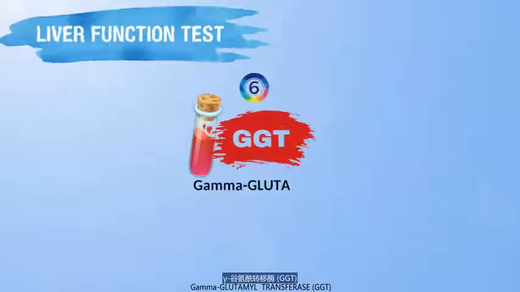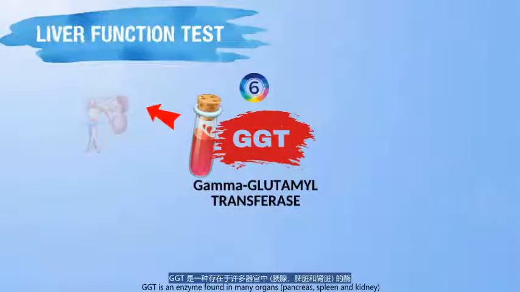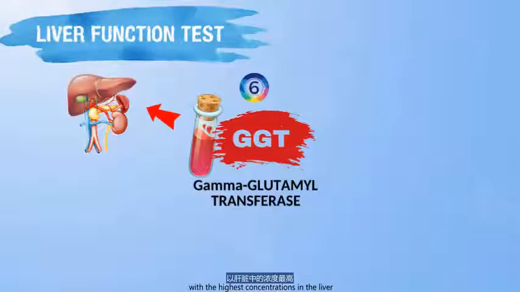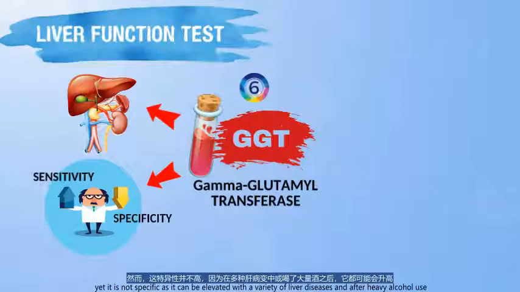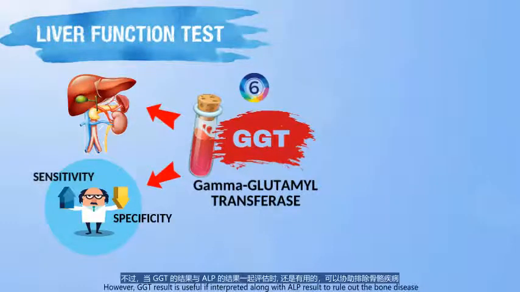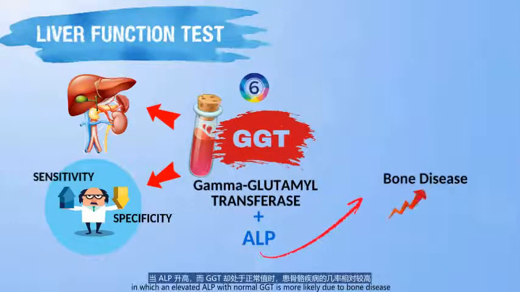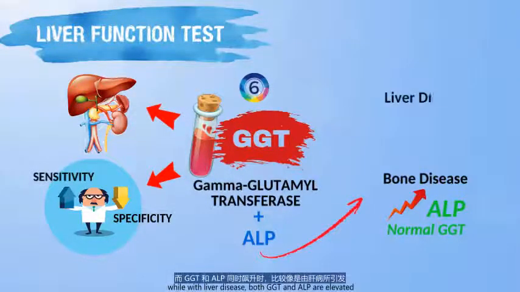Gamma-glutamyl transferase, GGT. GGT is an enzyme found in many organs, such as the pancreas, spleen and kidney, with the highest concentrations in the liver. GGT can be elevated in early liver disease, making it a highly sensitive marker, yet it is not specific as it can be elevated with a variety of liver diseases, and after heavy alcohol use. However, GGT result is useful if interpreted along with ALP result to rule out bone disease, in which an elevated ALP with normal GGT is more likely due to bone disease, while with liver disease both GGT and ALP are elevated.